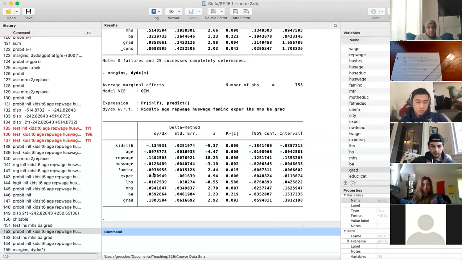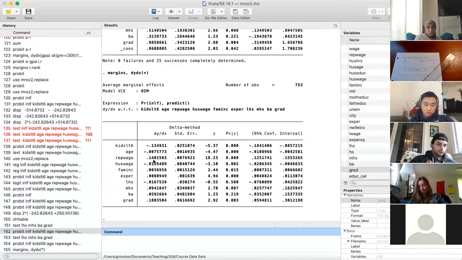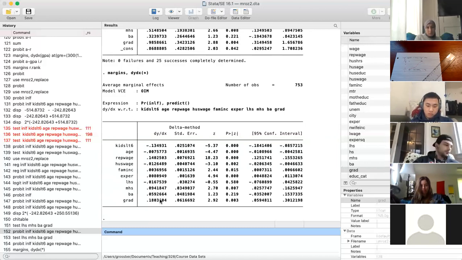Family income, for every $1,000 increase, you expect the probability that you work to go up by about 0.3%. As a husband's wage goes up, women are less likely to work in this sample. As a woman's wage goes up, they're more likely to work. And now we can interpret these in a linear sense since they are marginal effects. Okay? Any questions about that? All right.